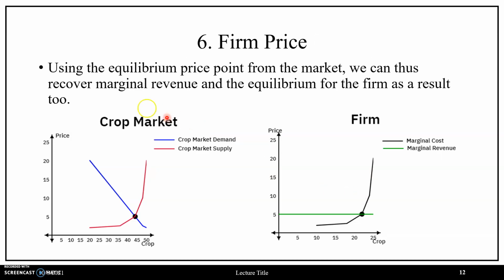So then, with this information in terms of our equilibrium price and quantity level from the market, we can thus recover the marginal revenue curve and equilibrium quantity level for an individual firm in our market as well. So here we have our crop market as before, price on the vertical, crop on the horizontal. The intersection of our downward sloping demand curve and upward sloping supply curve gives us equilibrium, which was at the price point of 5, quantity level of 44.